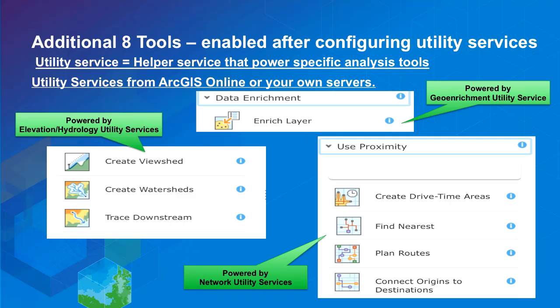So when you perform analysis with one of these tools that depend on utility services, part of the operation happens on your hosting server, and it farms out some of the operation to the utility services, which run in ArcGIS Online. So when you are configuring these utility services, you will require ArcGIS Online credentials. And when these tools are used, it's going to consume credits in ArcGIS Online. So that is something you should be aware of when using or configuring these tools for performing analysis.